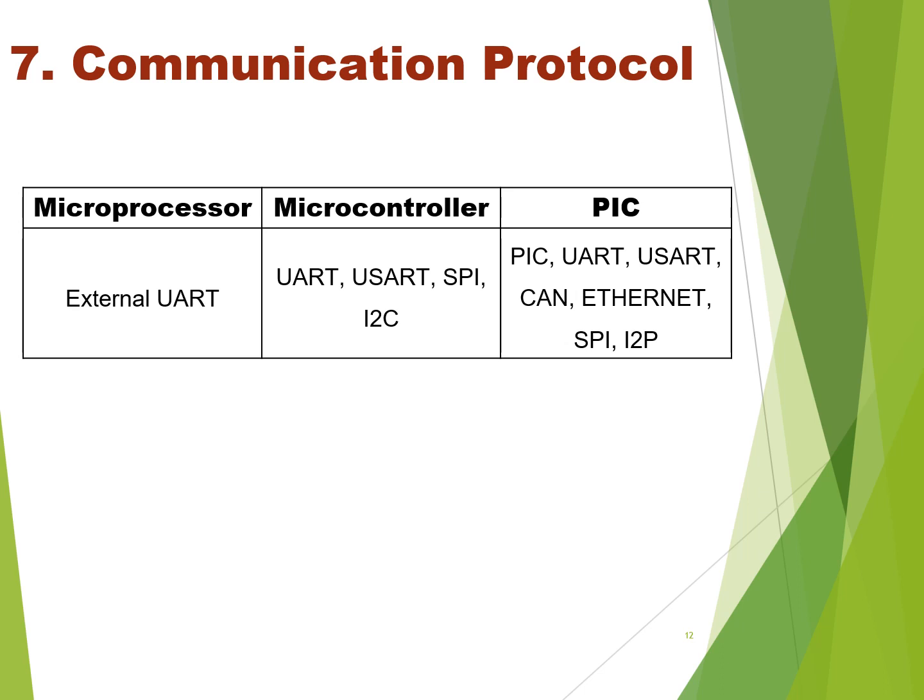What are the communication protocols supported by microprocessor, microcontroller and PIC? The microprocessor doesn't have any inbuilt communication supporting protocol. Everything has to be connected externally, so it has the provision to connect externally to support UART communication. The microcontroller has inbuilt UART, USART, SPI, serial peripheral interface, and I2C, which stands for inter-integrated circuit. So the microcontroller has inbuilt support for establishing communication, though few protocols are available. The PIC microcontroller comes with UART, USART, CAN protocol, Ethernet, SPI and I2C protocol.